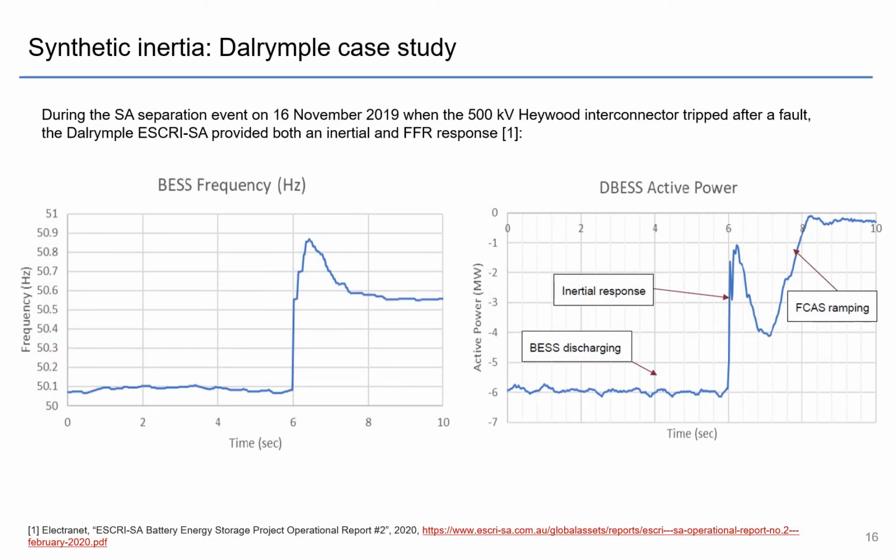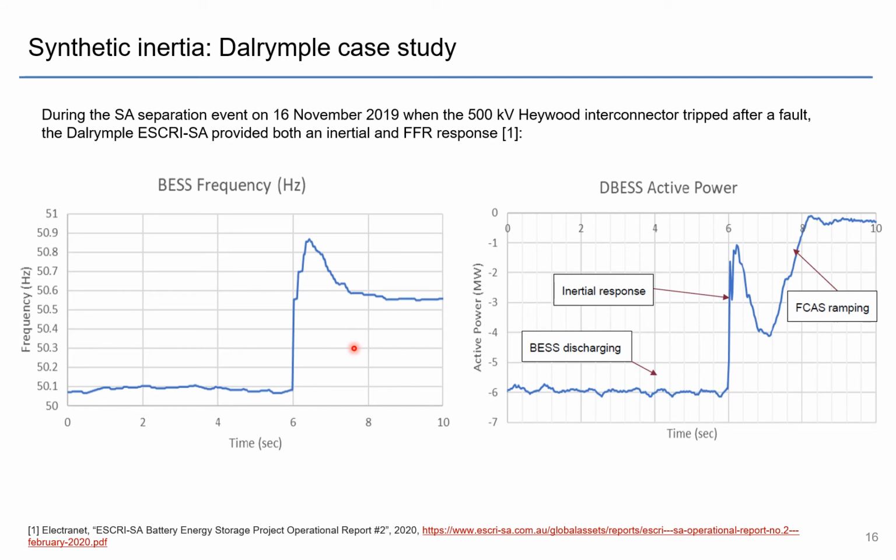This is an example of the Dalrymple battery in action. There's another South Australian separation event, this time on 16th November 2019, when the 500 kV Heywood interconnector tripped after a fault. In this case, we had a large frequency spike because South Australia was exporting energy across the interconnector at the time.